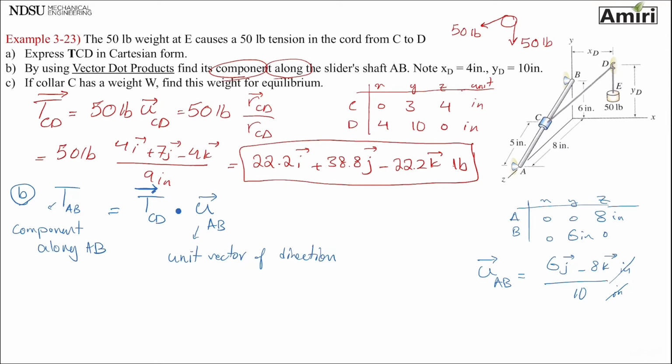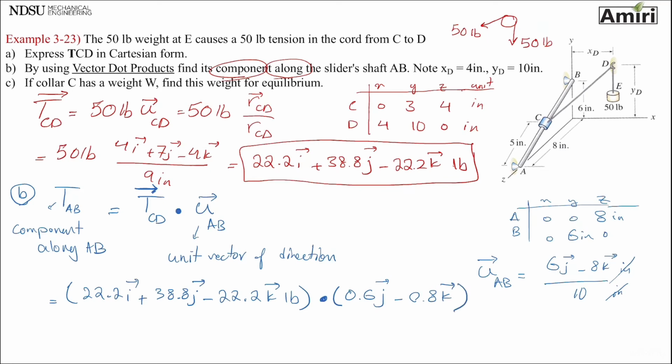So let's put it back here. TCD, I have it. So this is going to be 22.2i, 38.8j, 22.2k pounds, dot this unit vector that I just found, 0.6j minus 0.8k, which doesn't have any units. So remember the dot product, how to do it: i's go together, j's go together, k's go together, and do not include ijk because this is a scalar. This is a magnitude. This is a component projection.